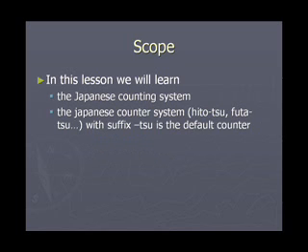In this lesson, we will cover the Japanese counting system. The Japanese counter system, hitotsu, futatsu, etc., with the suffix tsu, is the default counter. We will be discussing many other counters in the coming lessons. If you really get confused about what type of counter to use for a particular type of article, you can always resort to the hitotsu, futatsu system.